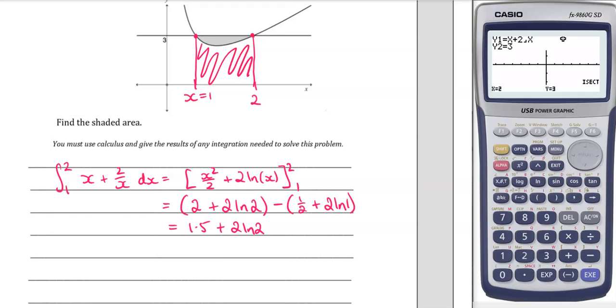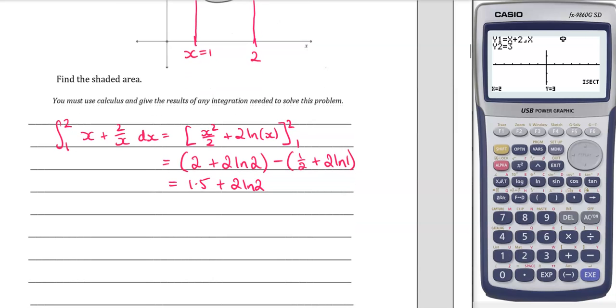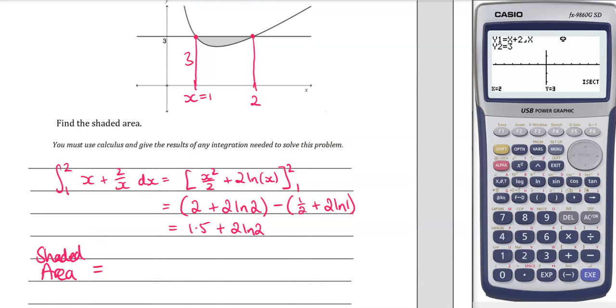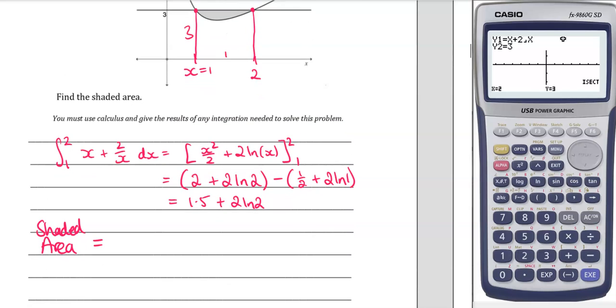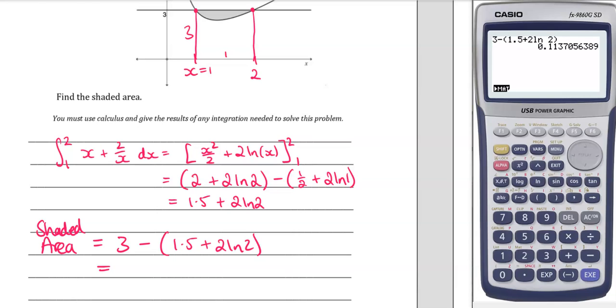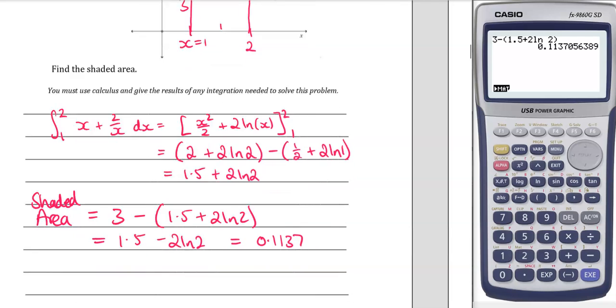So what we actually need to do is subtract it from this rectangle. Okay, so the shaded area will be, well, this rectangle is 3 high and 1 wide, so it'll be 3 minus 1.5 plus 2 natural log of 2, which is 1.5 minus 2 ln 2, or if you're going to write it as a decimal, 0.1137.